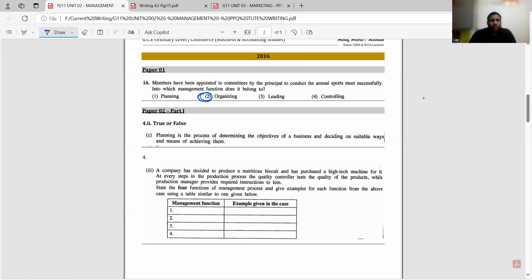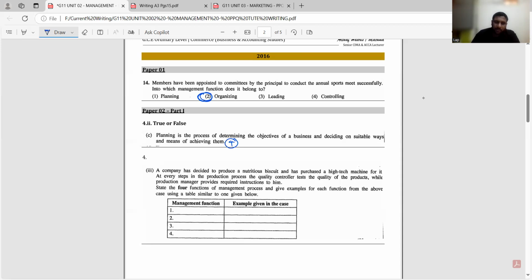Next one, true or false. Planning is the process of determining the objectives of the business and deciding on suitable ways and means of achieving them. Yes, that is what planning is. In planning, you will plan out everything, decide what your objectives are, and come up with suitable ways to achieve those objectives. So that's a true statement.